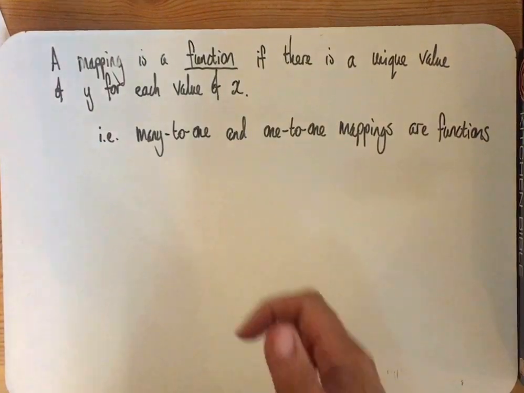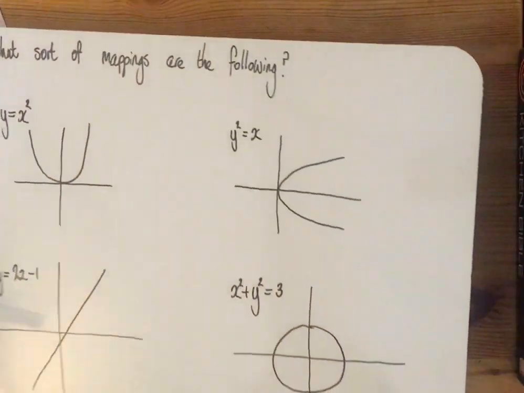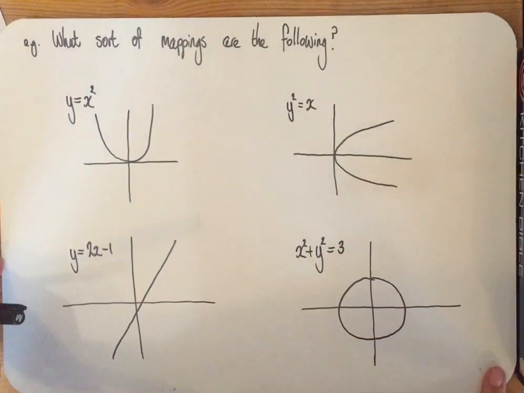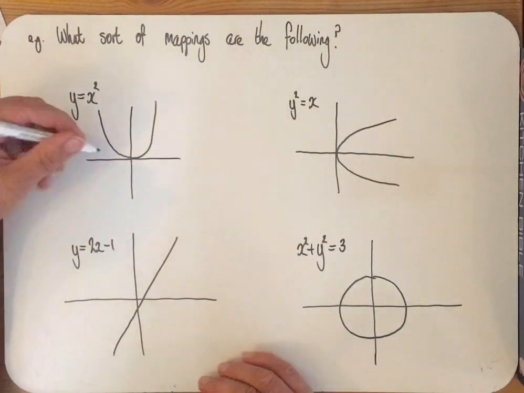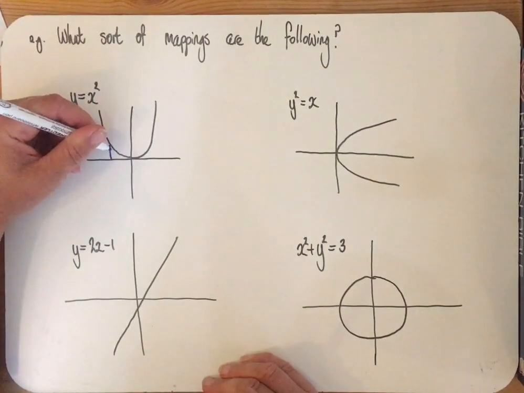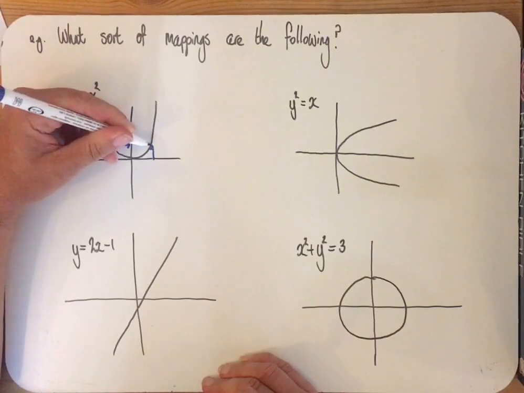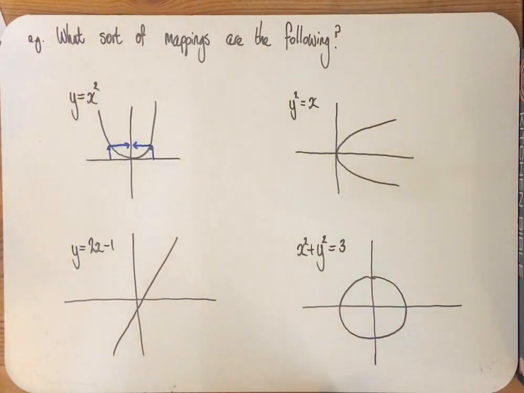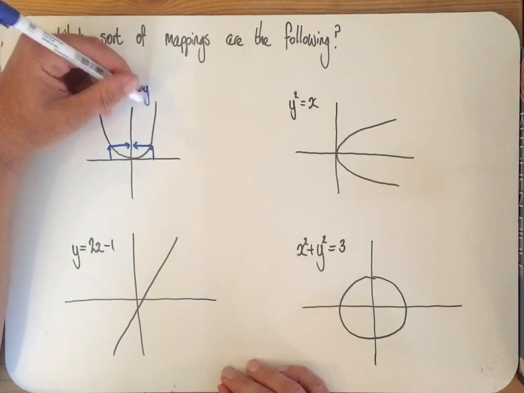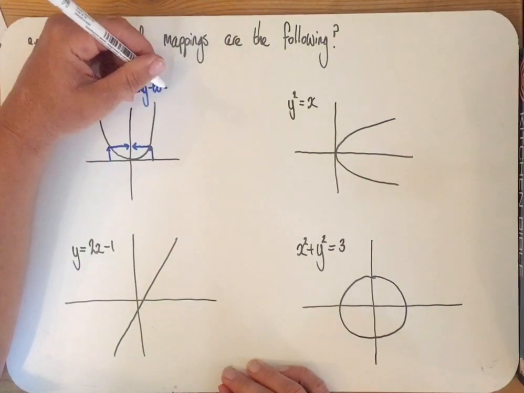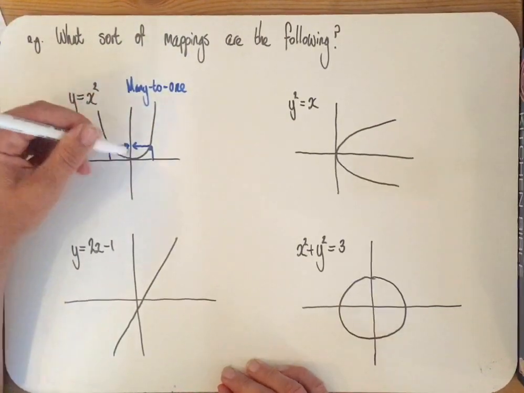Right, so just quick, I think I can fit this in. What sort of mappings are the following? So y equals x squared has more than one value of x being mapped to the same value of y. So that's many to one. So you've got like an overlap this way.